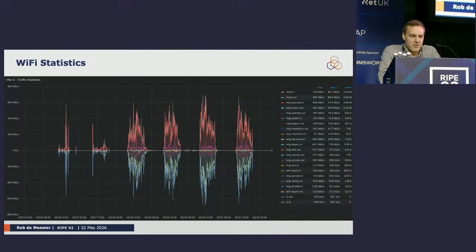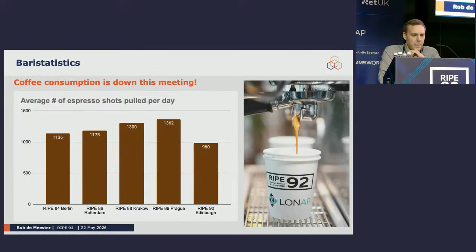Then some Wi-Fi statistics. So here you can see the first activity is the 2 days during our setup weekend, and then gradually it gets busier. I don't have this morning's statistics here yet. And finally, some coffee consumption seems to be down compared to previous meetings, but still the barista pulled almost 1,000 espresso shots per day, which is still impressive.